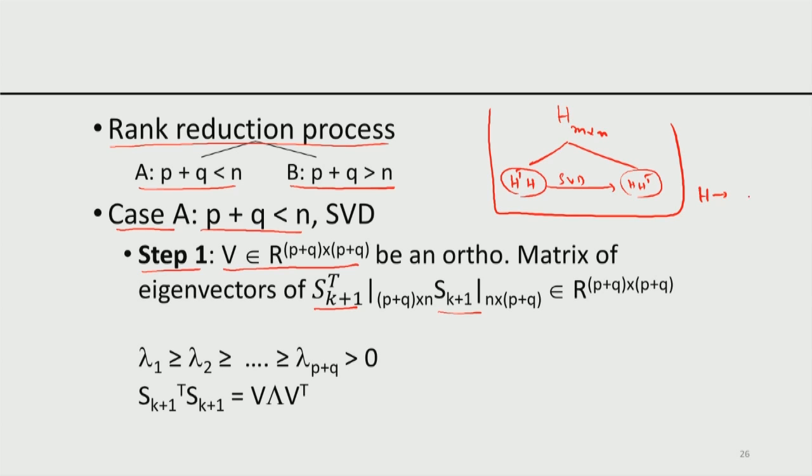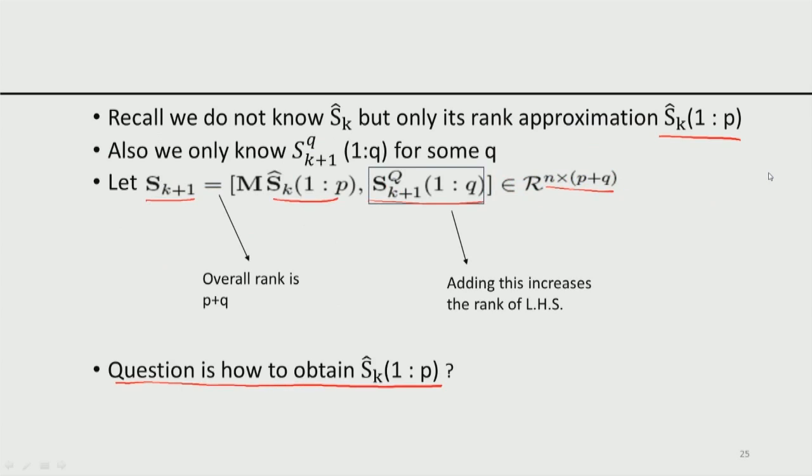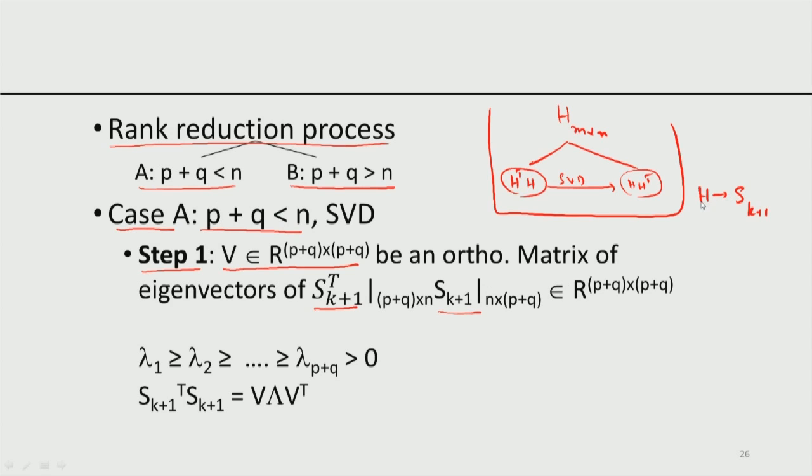H is going to be replaced by the matrix S_{k+1}, which is the matrix that we have defined in the previous page. S_{k+1}, defined in page 25, is this matrix. So by replacing H by S_{k+1}, I can do all the analysis that I did for H, which are mathematically similar. So by doing the eigenvalue decomposition for this Gramian, let these be the eigenvalues, let this be the eigenvalue decomposition.